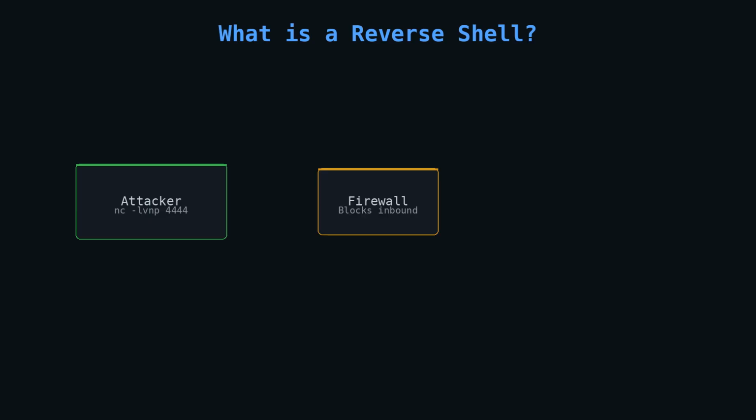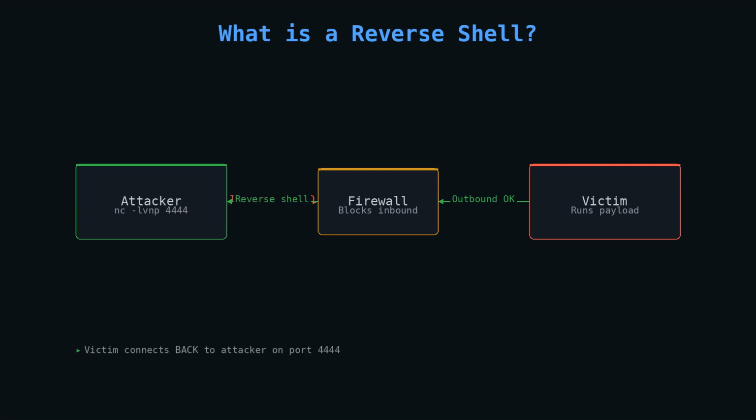In a normal connection, you connect to a server, but in a reverse shell, the target machine connects back to you. This is useful because most firewalls block incoming connections but allow outgoing ones. The target initiates the connection, and once established, you get a command shell on the remote system.